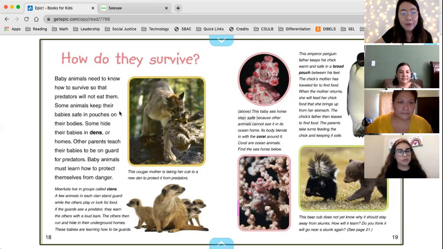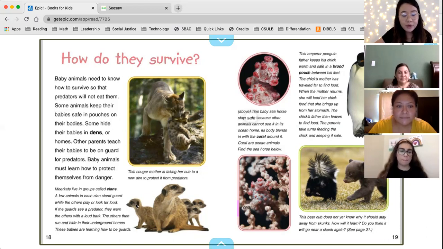Some animals keep their babies safe in pouches on their bodies. Some hide their babies in dens or homes. Other parents teach their babies to be on guard for predators. Baby animals must learn how to protect themselves from danger. So I'm going to read the text feature here with the cougar. This cougar mother is taking her cub to a new den to protect it from predators.